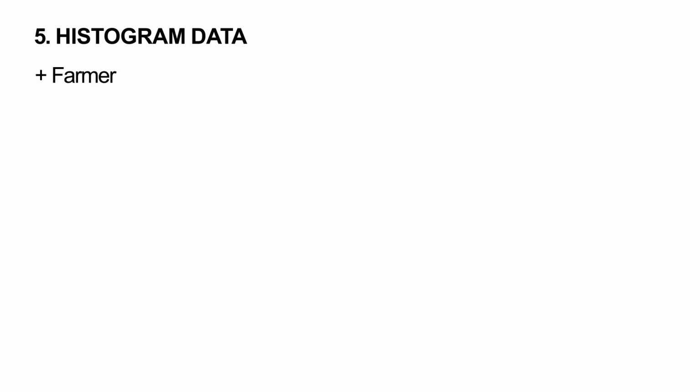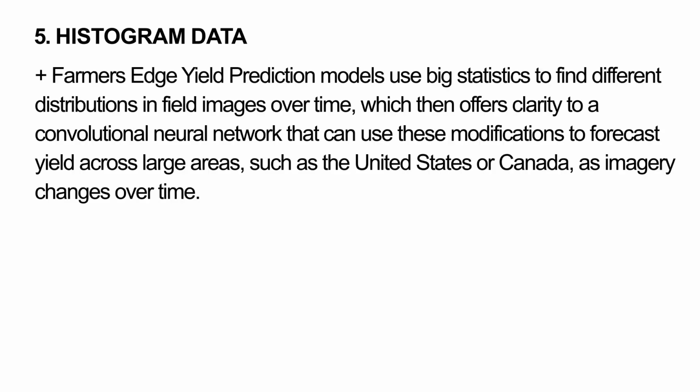Histogram data. Farmers' Edge yield prediction models use big statistics to find different distributions in field images over time, which then offers clarity to a convolutional neural network that can use these modifications to forecast yield across large areas, such as the United States or Canada, as imagery changes over time.